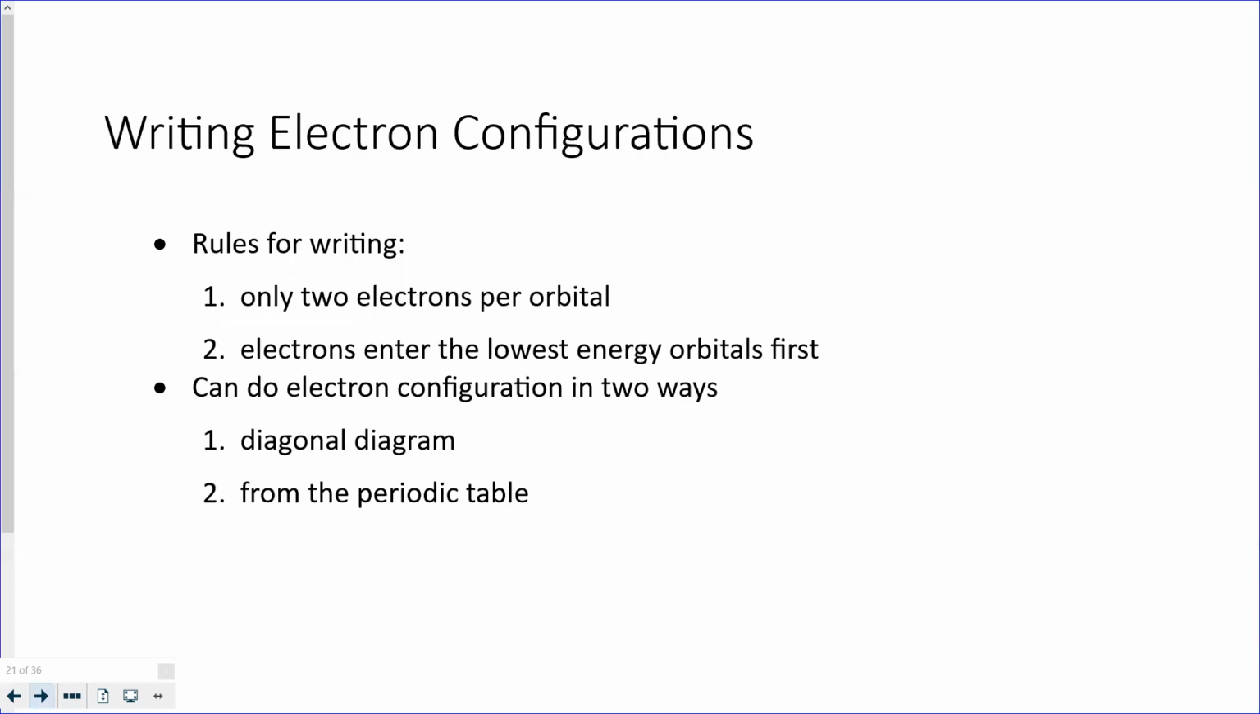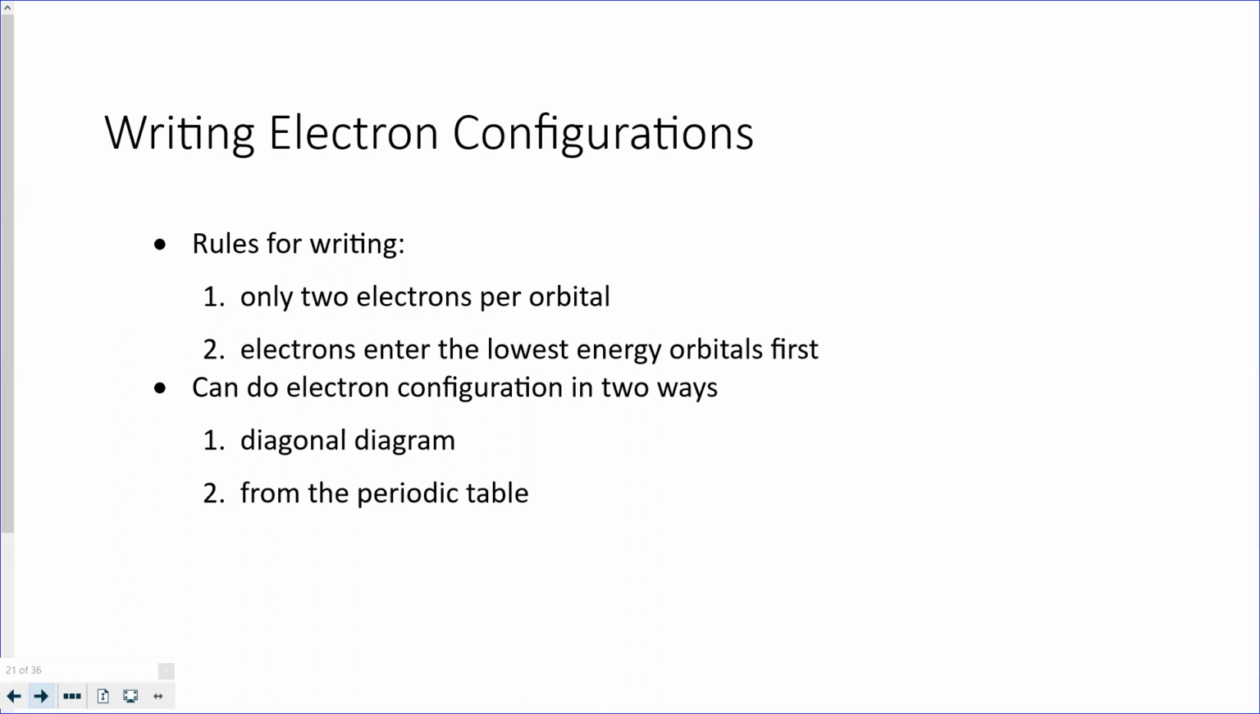So let's get to actually writing electron configurations. This is where we are going to list out the locations of electrons around a nucleus. Some things to remember are that there are only 2 electrons per orbital. So those maximums that we just went over always apply. So we said S can have up to 2 electrons, P can have up to 6, D can have up to 10, F can have up to 14. And electrons are going to enter the lowest energy orbitals first. There is a certain order that these orbitals are filled in based off of their energy. So you have to know which order to fill these in.